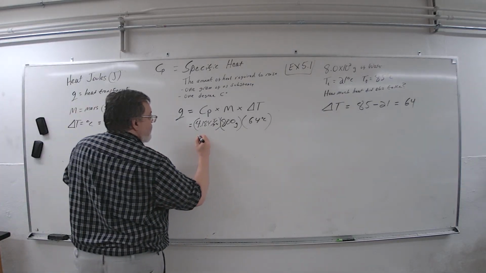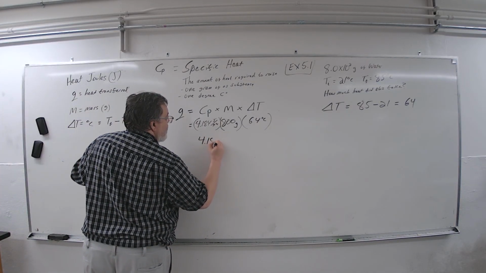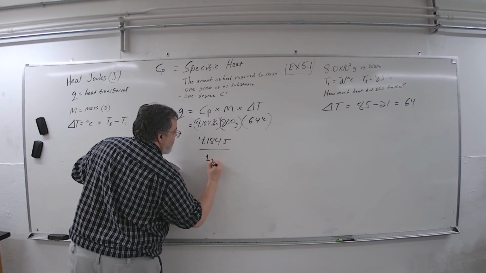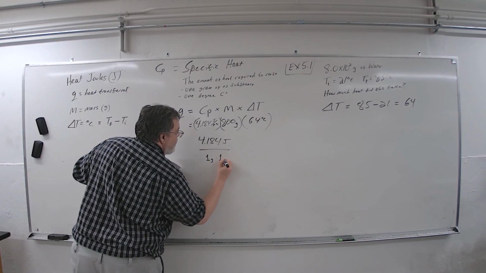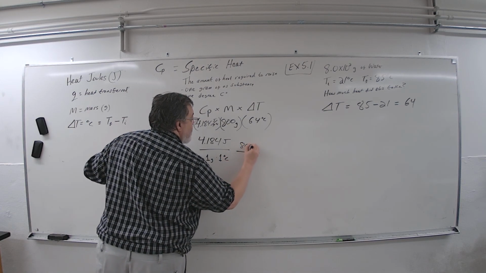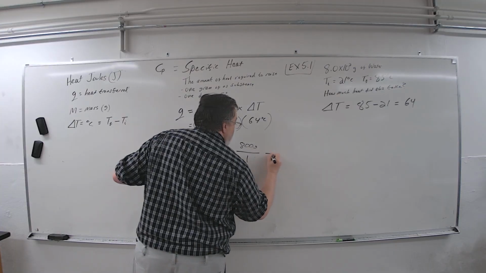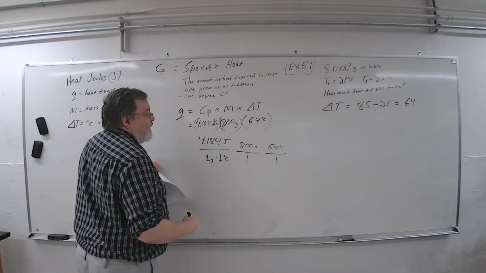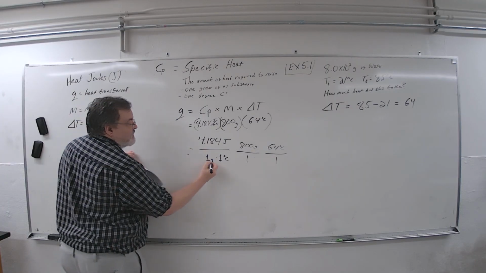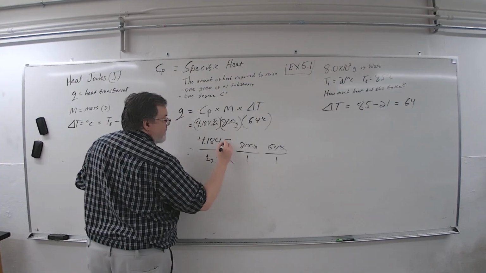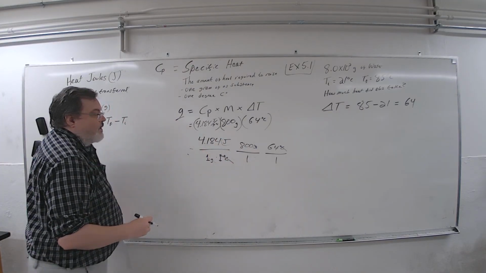If I'm a little more formal, I would go 4.184 joules over 1 gram, 1 degree C, and over 1, 800 grams, and over 1, 64 degrees C. I like doing it that way just because you can see that grams cancel, degrees C cancel, and we end up with joules, which is what we want.